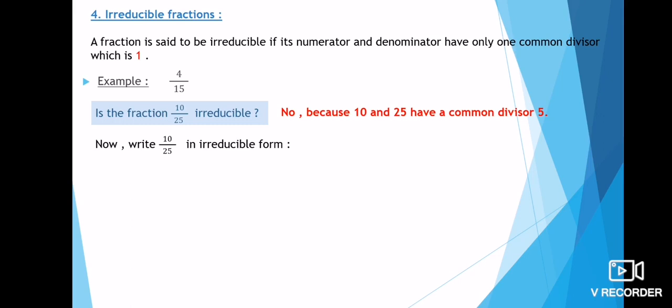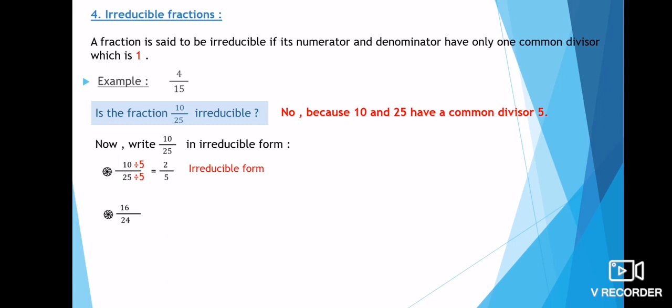Let's reduce this fraction. Let's write it in irreducible form. We say that 10 and 25 have a common divisor, which is 5. So divide up and down by 5, you will get 2 over 5. Is 2 over 5 irreducible? Yes, because 2 and 5 have no common divisor other than 1. So it's irreducible form. Another example, 16 over 24.